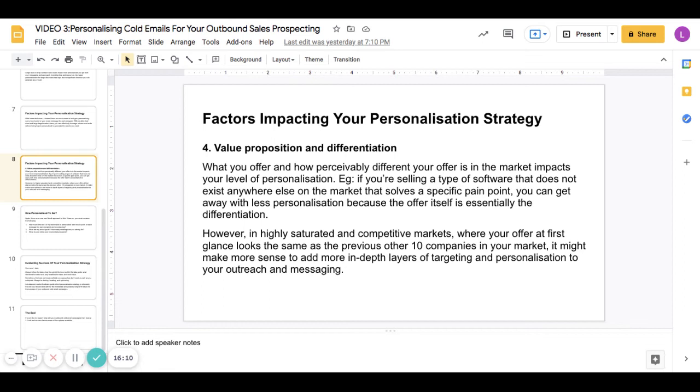What else could it be? It could be something you noticed about their marketing. It could vary on a whole bunch of things. But the main thing is, if it's a really competitive and saturated market, it might make sense for you to add in more in-depth layers, but also factoring in deal size and complexity, and target market size stuff that we've already previously gone through.